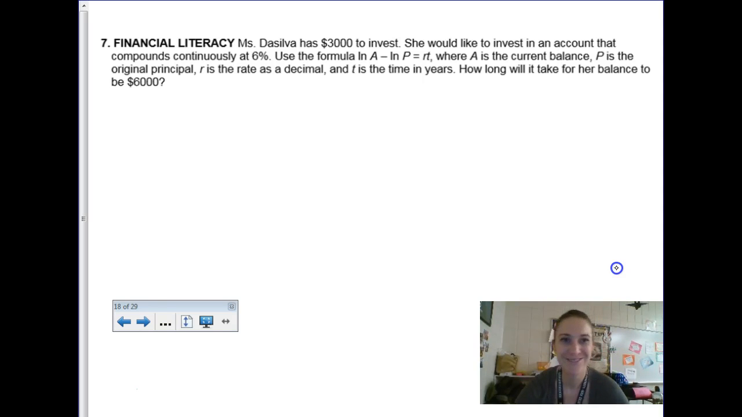Okay. That's what your book calls story problems with money, apparently. We're trying to invest $3,000, and she wants to compound continuously at 6%. And then we have this formula right here to use, which is just a rewrite of a formula that we actually kind of already know, but we'll get into that later. A is the current balance, and P is the original principal. R is the rate, and I want her balance to come out to 6,000.